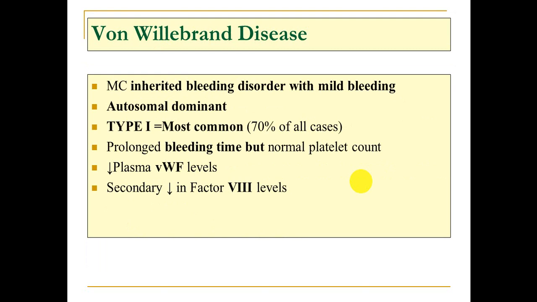Let us talk about von Willebrand disease. As I mentioned before, von Willebrand factor is essential for the clotting system and is synthesized by the endothelial cell surface of the blood vessels. It is autosomal dominant in most of the cases. Type 1, most common type, 70% of all cases. Prolonged bleeding time, normal platelet count, decreased plasma von Willebrand levels, and secondary decreased factor 8 levels. Why? Because von Willebrand factor is a carrier for factor 8.